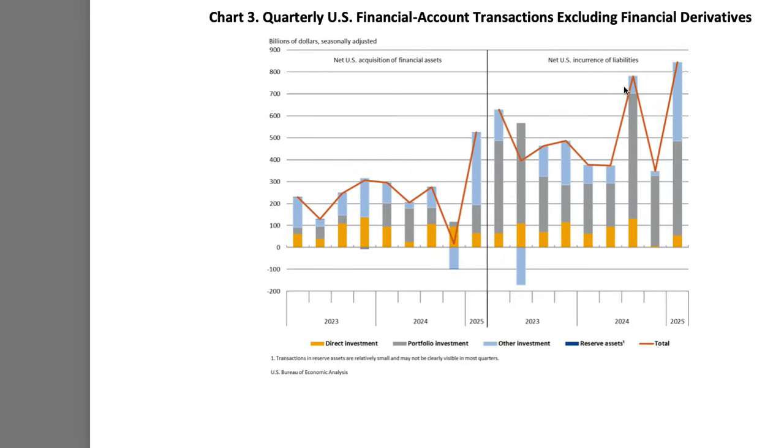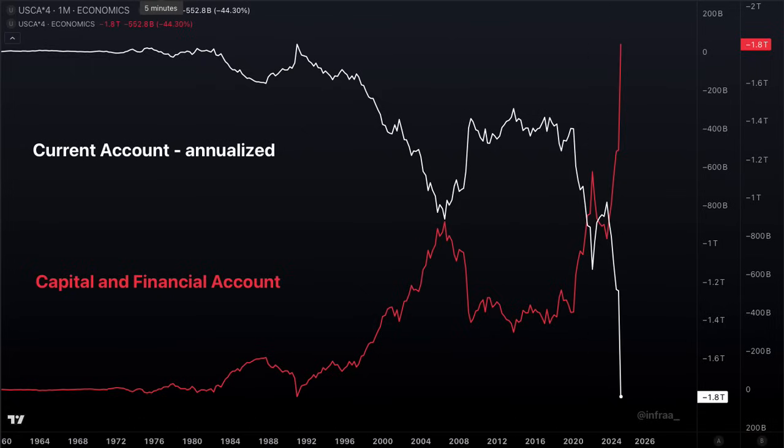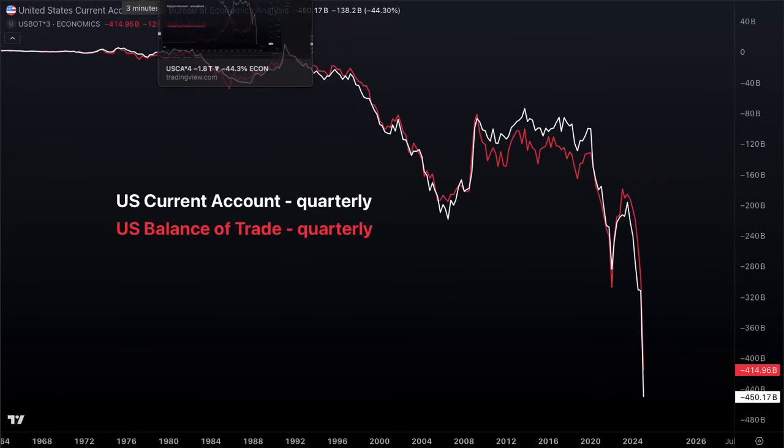We can see what's called the liability side, net U.S. incurrence of liabilities. What this means is that foreigners have purchased these financial assets from us, and they own it, not the U.S. And we can see that as the current account deficit gets worse, this incurrence of liabilities or foreign purchases of U.S. financial assets goes up. In fact, they are just the mirror image of one another. As the current account or the balance of trade, as we were looking at here, they're basically the same thing.